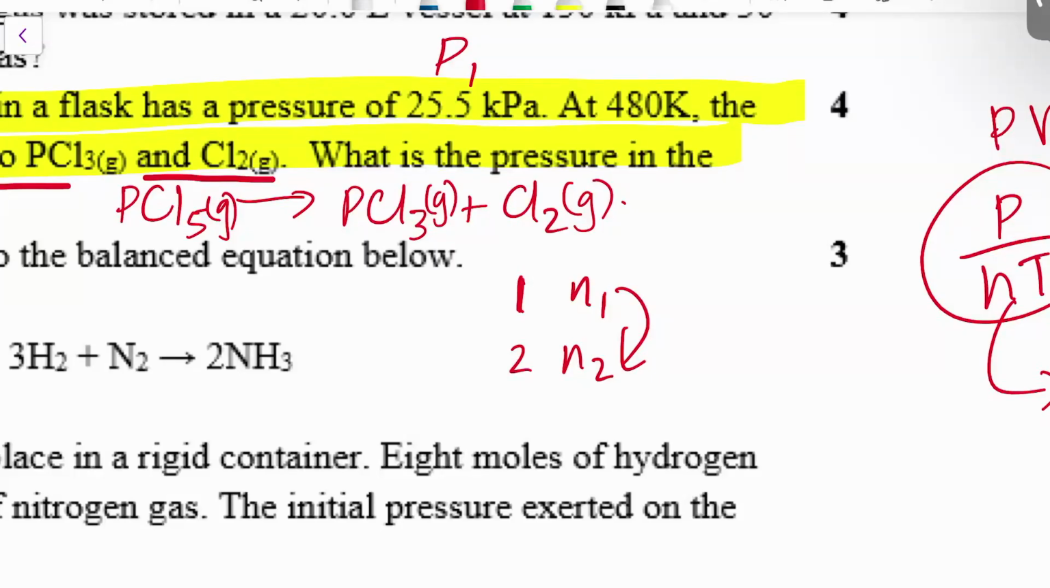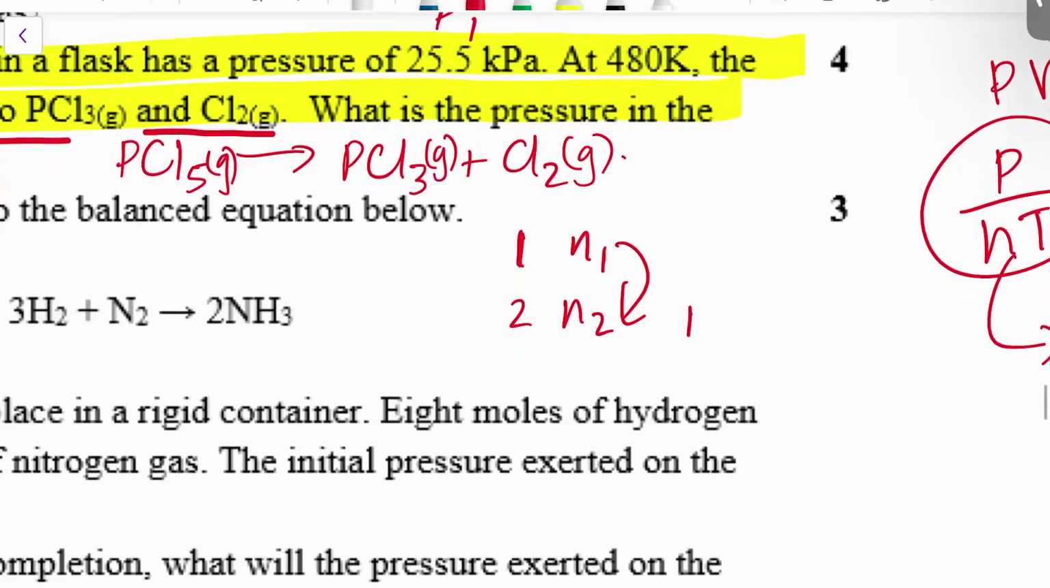Times 2. Good. N2 is twice N1. Each gas you break at the start turns into 2 gases at the end. I don't actually need to know what the actual number is. I always know it's a 1 to 2 ratio in total.